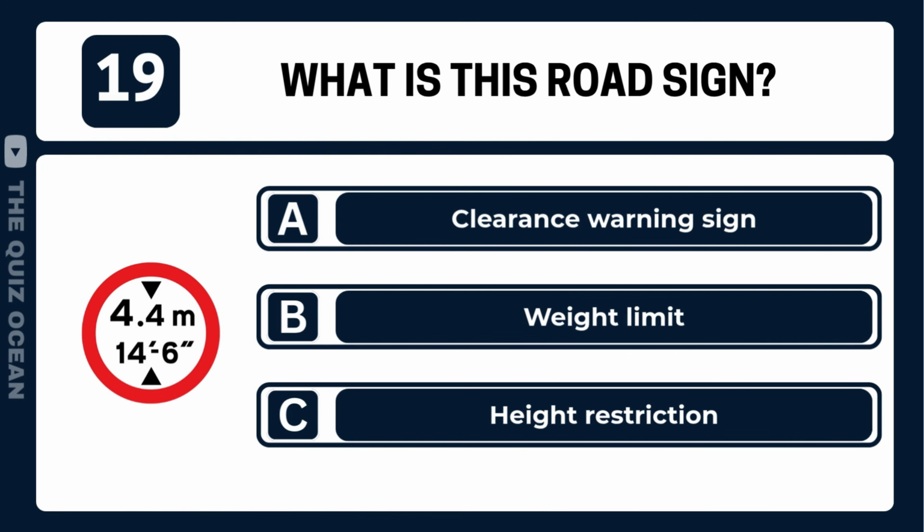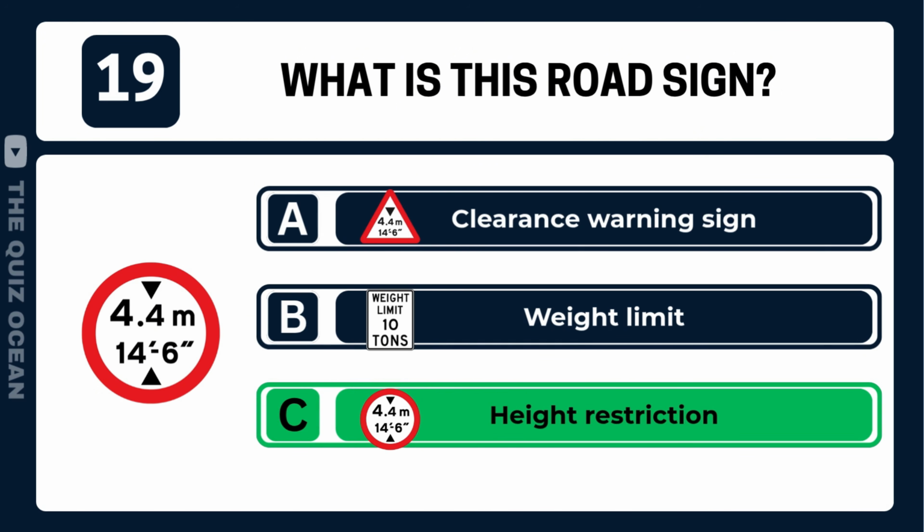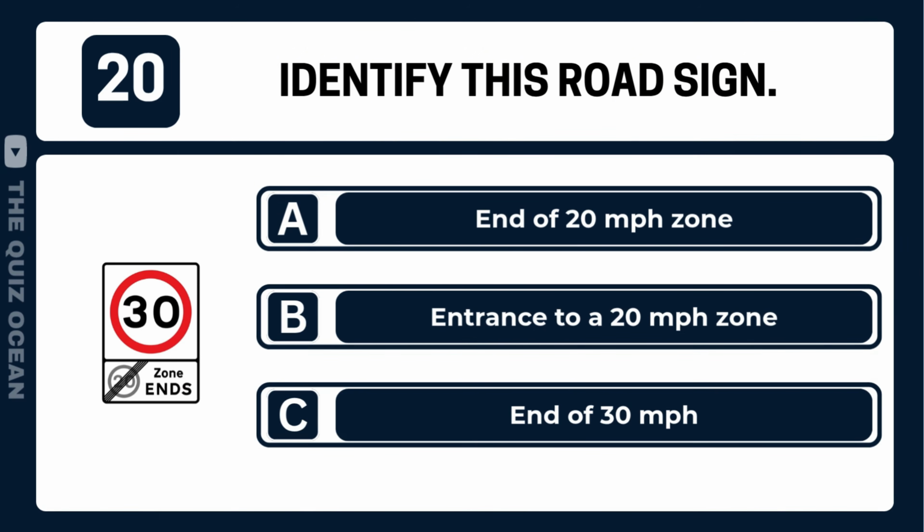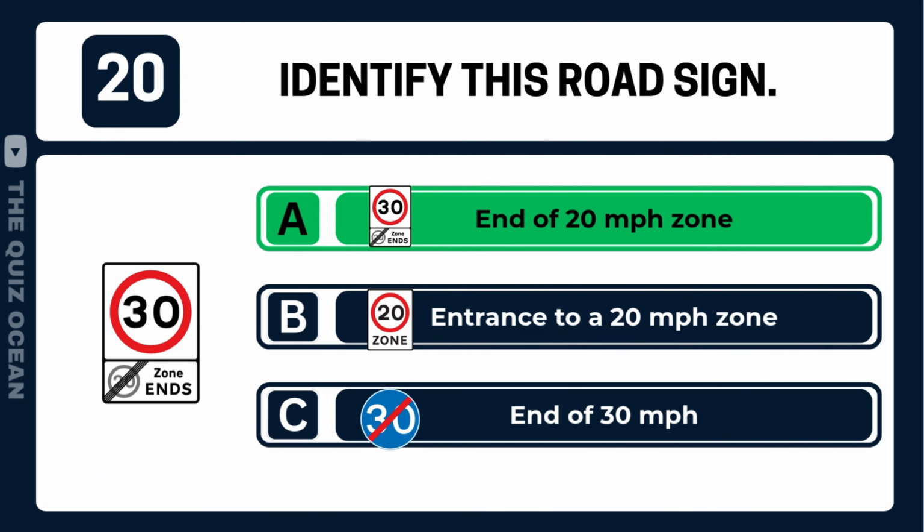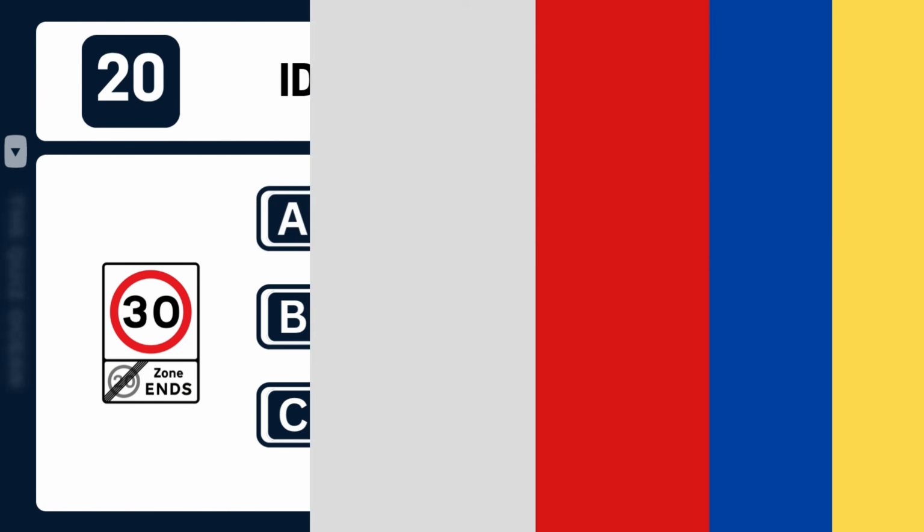What is this road sign? The answer is C, height restriction. Identify this road sign. The answer is A, end of 20 miles per hour zone.